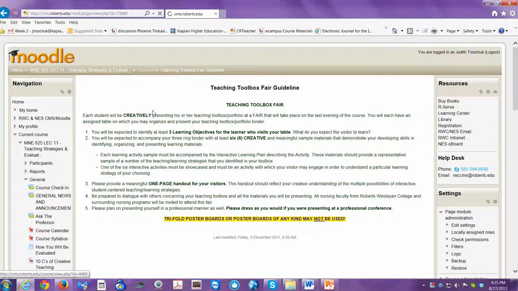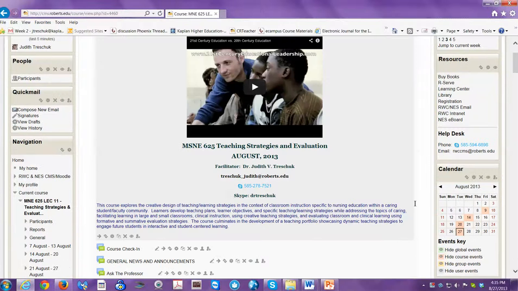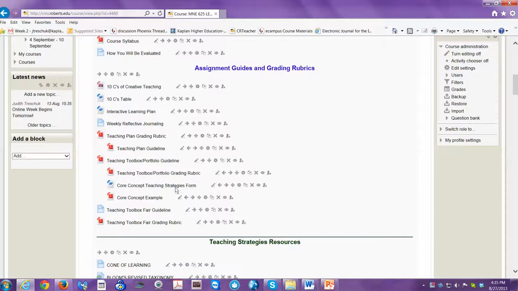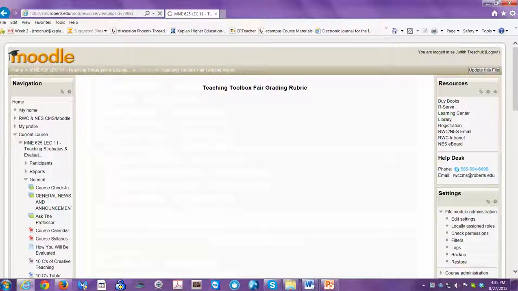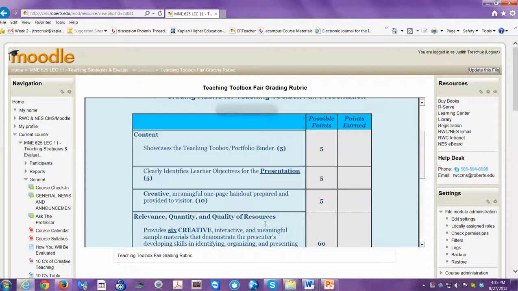I'm just going to quickly go over the grading rubric again to make sure that you understand everything you're supposed to do for the Teaching Strategies Fair and your table. Let me get this to load. I'm going to go to the grading rubric, and it's pretty much what I just said, but just to go over it again with you to make sure you have all your questions answered. Okay, so you're going to have your binder there. Look over the grading rubric, class.